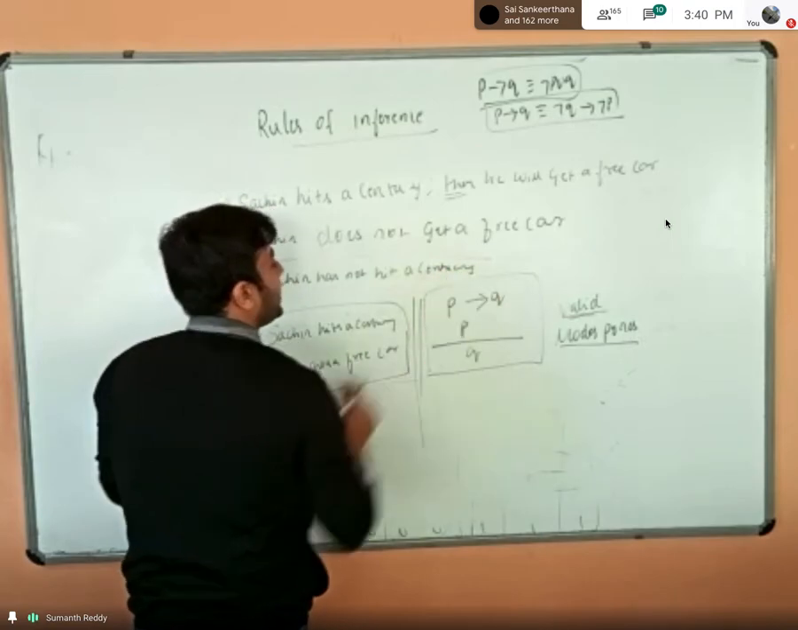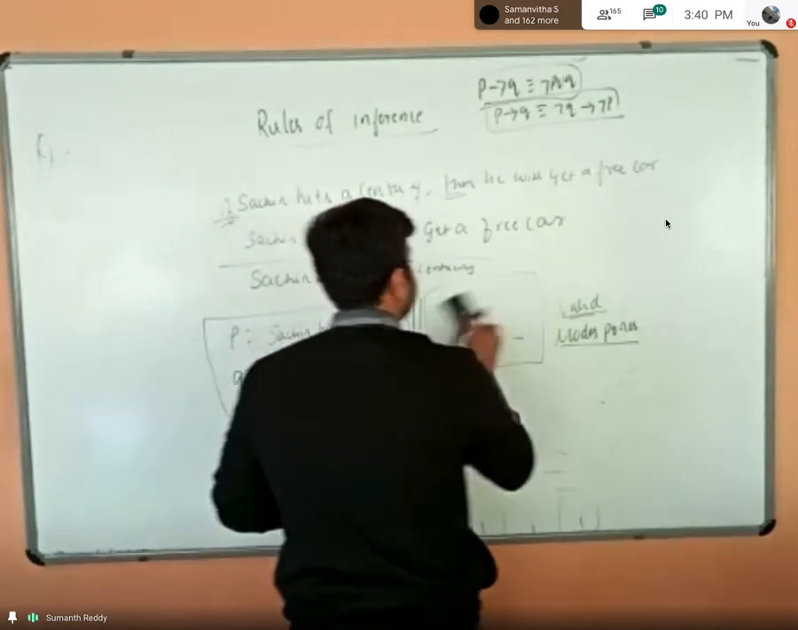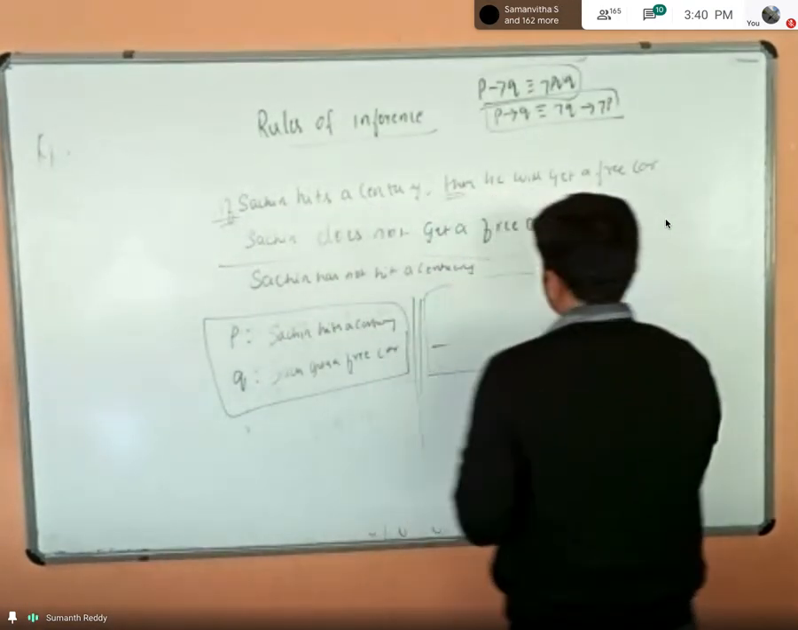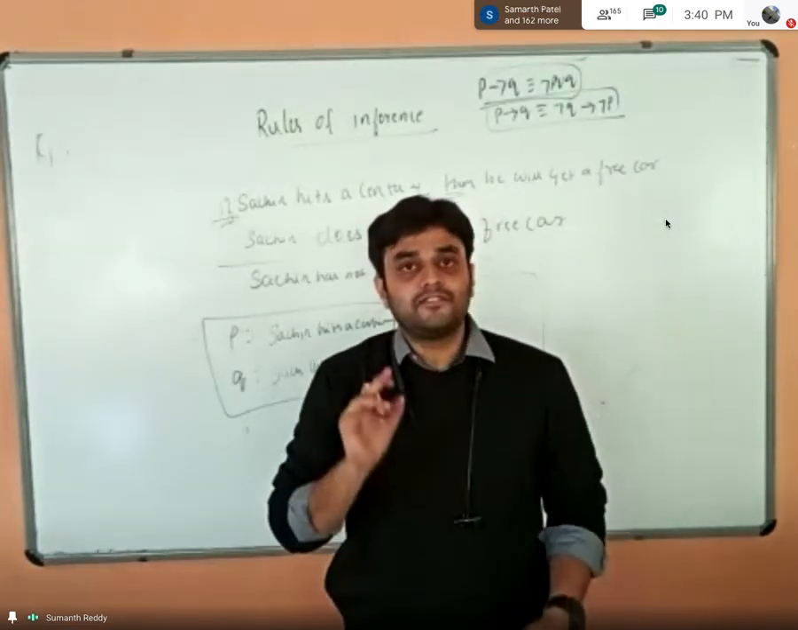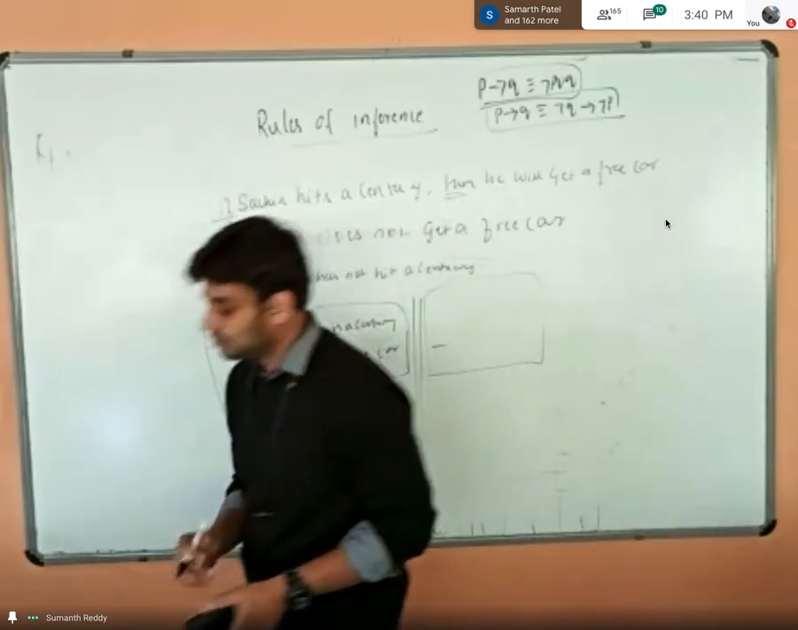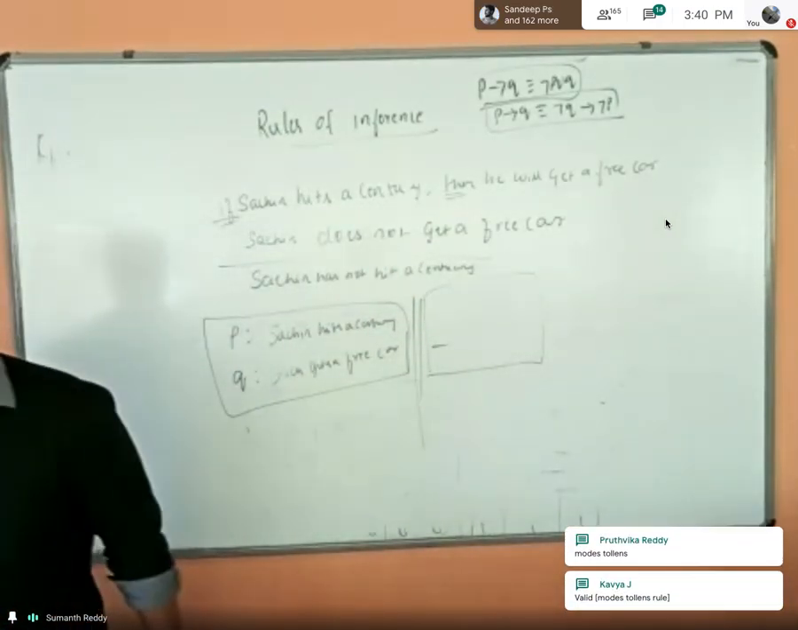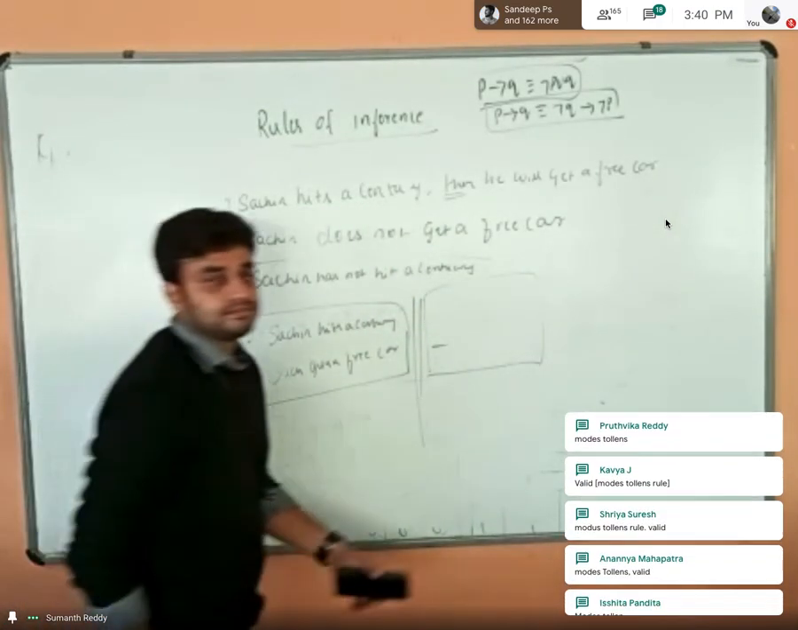Okay, so again in this one we have the same simple sentences, same propositions. So now I want you to tell whether it is valid or not. If it is valid, according to which rule, you have to put in the comment section. I'll give you 2 minutes time. Please answer.